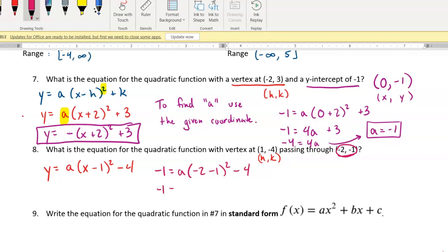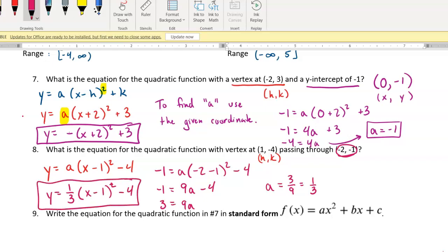So on the left side, I'm going to leave that as -1. On the right side, -2 minus 1 is -3. -3 squared is +9, so I'm going to write that as 9a minus 4. Now to solve for a, I have to add 4 to both sides. When I add 4 to both sides, I get 3 equals 9a. Now make sure you divide this properly. It's not always a bigger number divided by the smaller number. It's the number that doesn't have the variable, 3, divided by the number with the variable, 9. We always reduce. That reduces to 1/3. So our equation would be y equals 1/3. So now we know what a is. Put in the rest, x minus 1 squared minus 4.